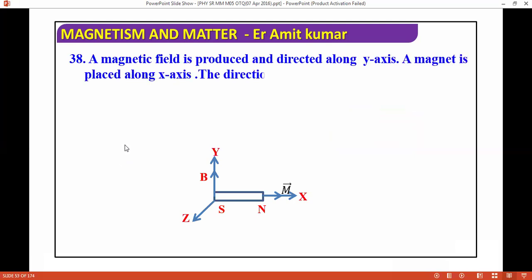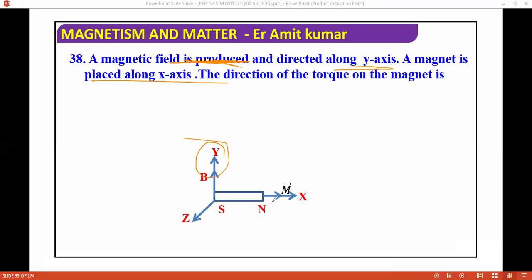Next question: a magnetic field is produced and directed along the y-axis, and a magnet is placed along the x-axis. The question is talking about the direction of torque on the magnet. So basically, what is the formula for torque?